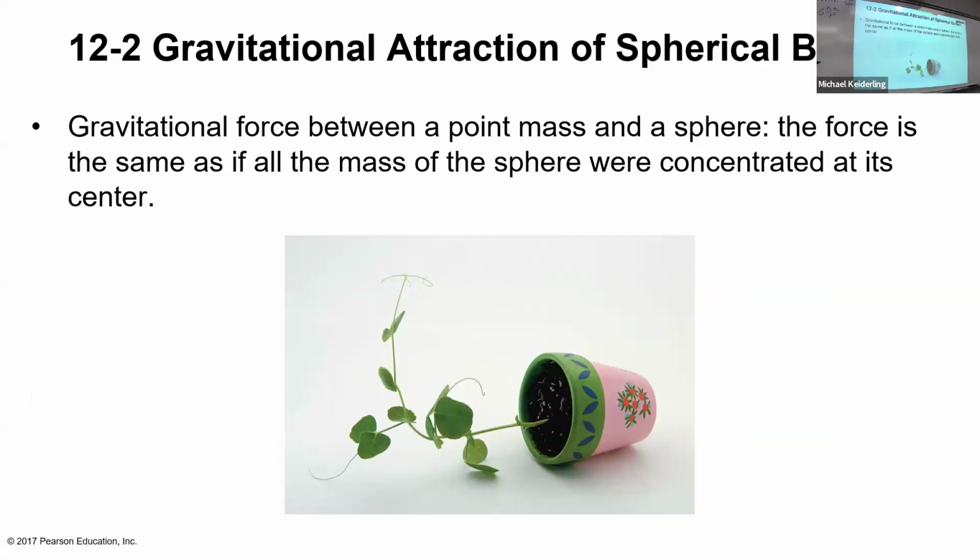Now, gravitational force between a point mass and a sphere. For a symmetrical sphere, it turns out the force is the same as if all the mass was in the center of the sphere. Basically, if you have a ball that, if you rotate it, the mass distribution doesn't change, it will act as if all the mass is in the center of the object. All the forces from all the little bits add up to be as if all the mass was in the center.